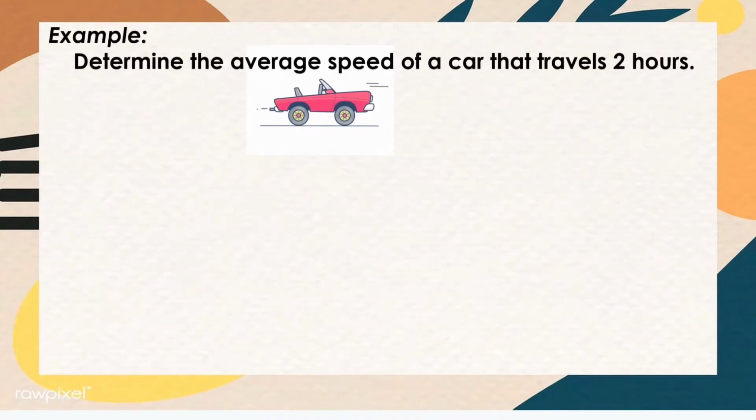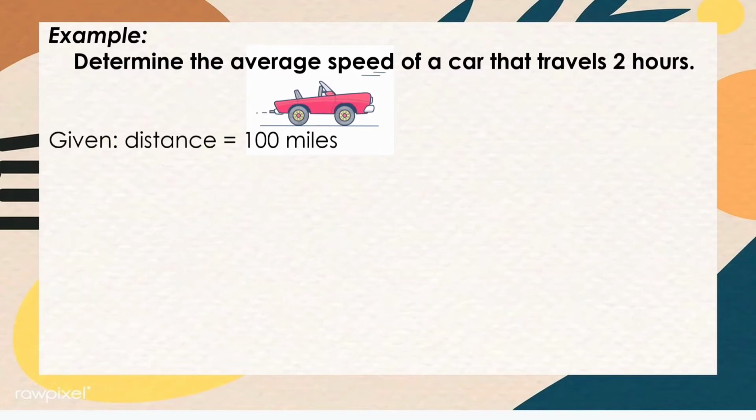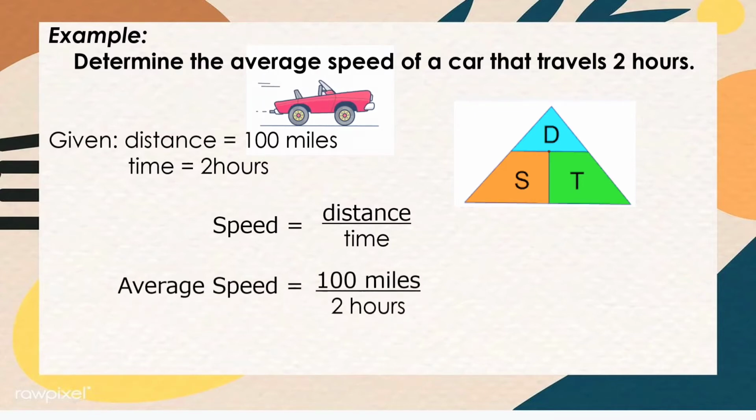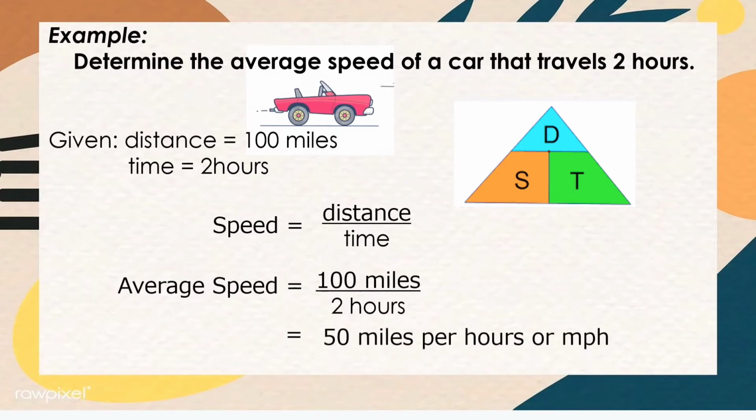Okay, so let's have an example. Let's determine the average speed of a car that travels 2 hours. The given here are distance of 100 miles and time of 2 hours. How are we going to get the average speed here? We're going to use speed is equal to distance over time. Let us substitute in the formula. We have distance, which is 100 miles, and time, which is 2 hours. So we have 100 divided by 2 hours. Our answer here will be 50 miles per hour or 50 mph.